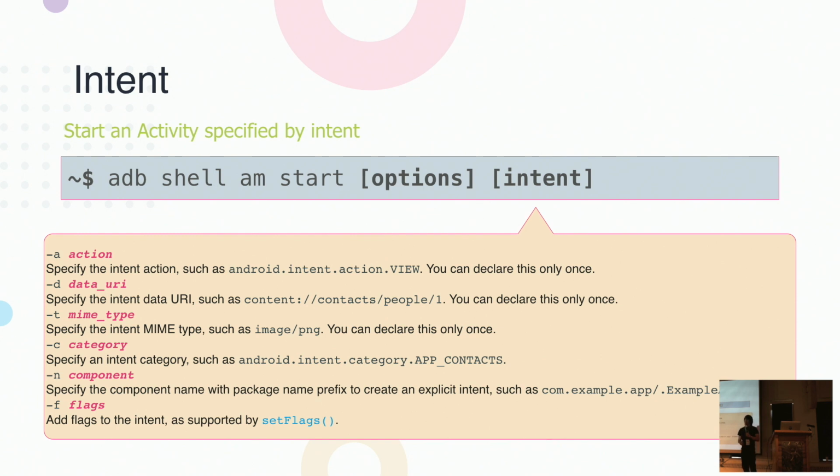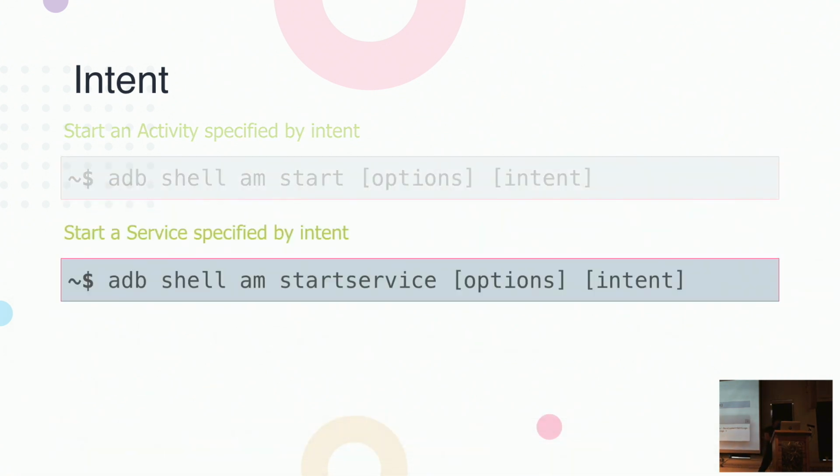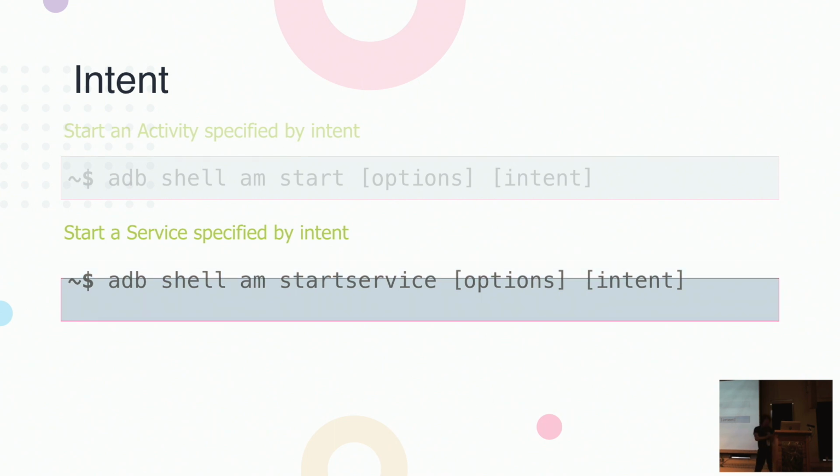How is this useful? So probably you know the debug screen. It's super annoying to go to the debug screen because you need to go to the settings, scroll down, go to the system, and after that, you click on the debug screen. Sometimes the debug screen is not enabled. So what you can do is just execute this command, and it opens the debug screen for you. You can also start a service and also a broadcast.